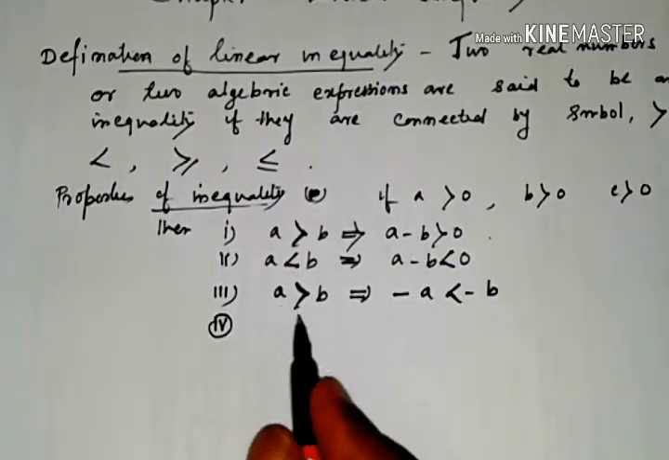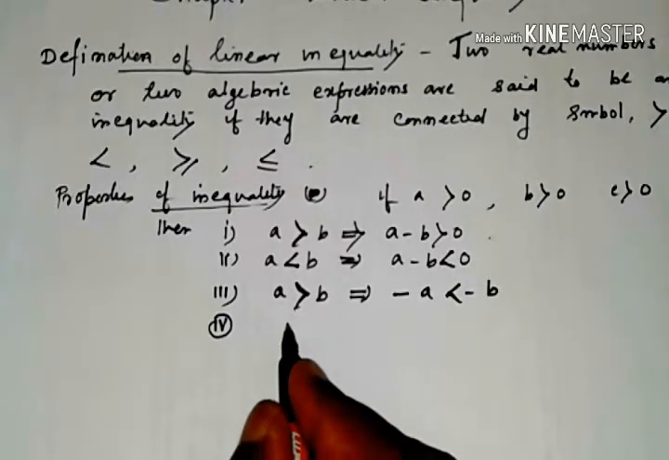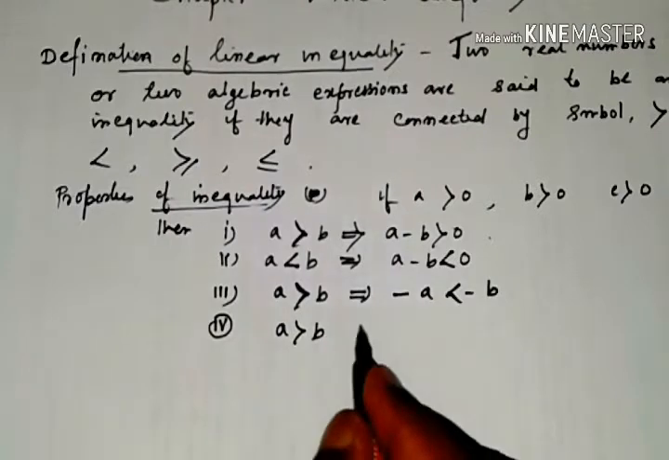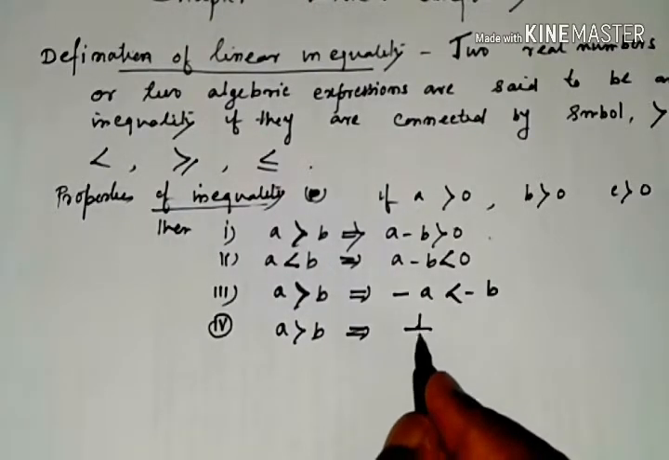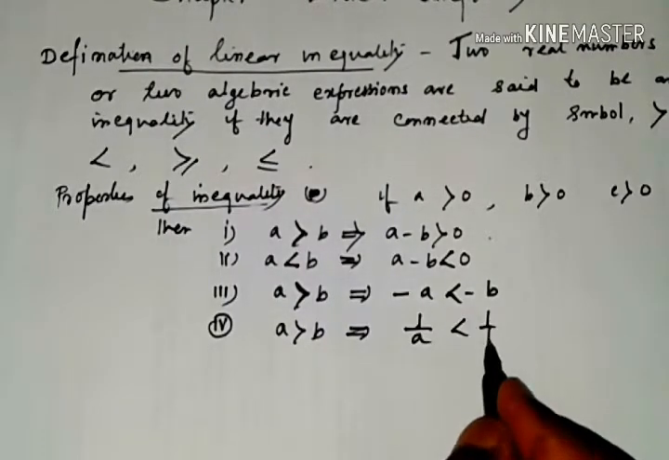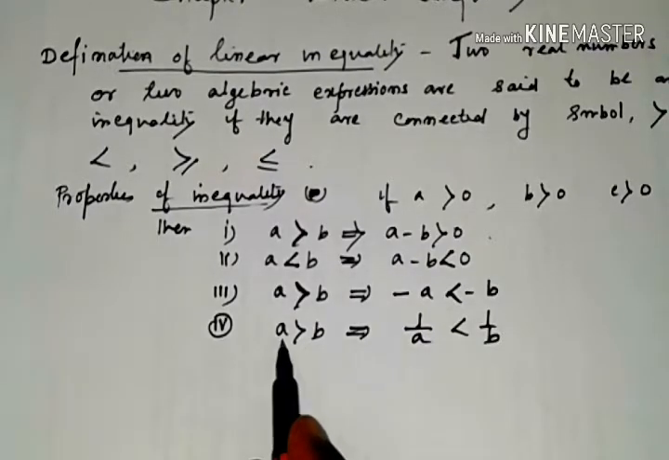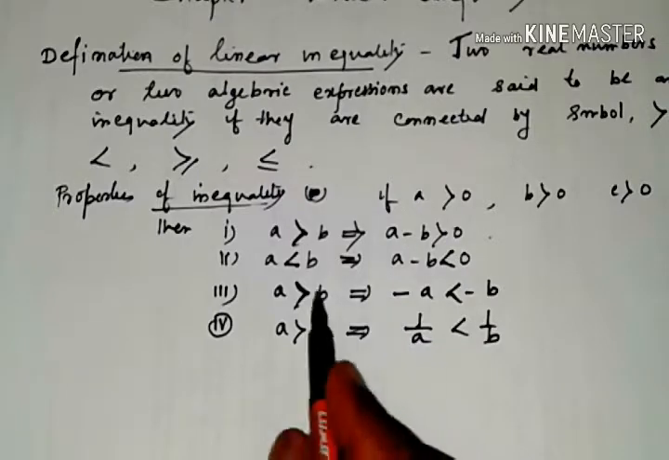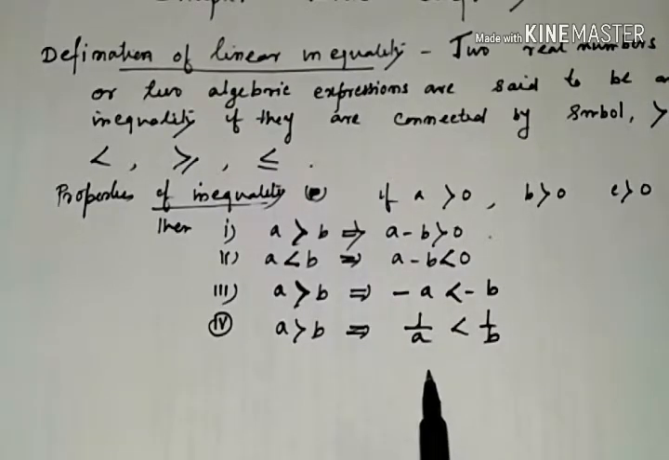The fourth property, that is, the sign will be reversed in this case also. If A greater than B, then 1 by A less than 1 by B. If A greater than B, 1 by A will be less than 1 by B. These two properties are most important.